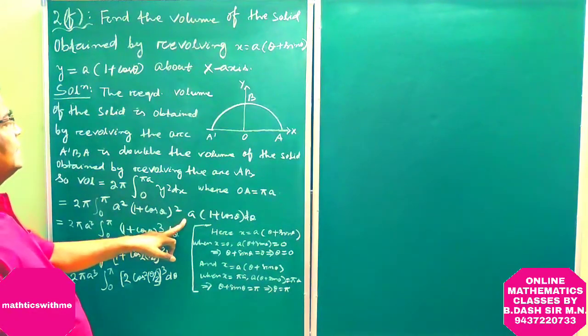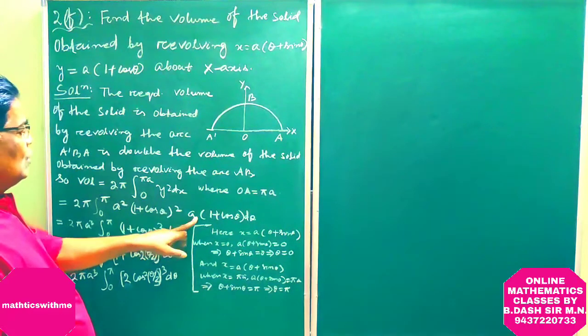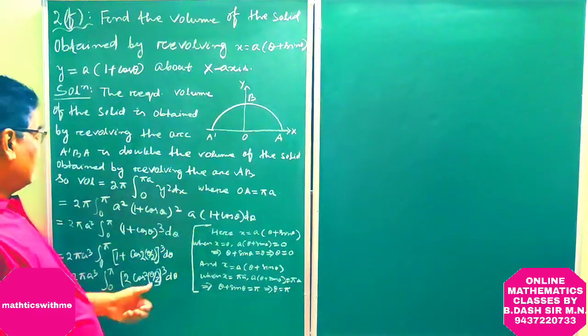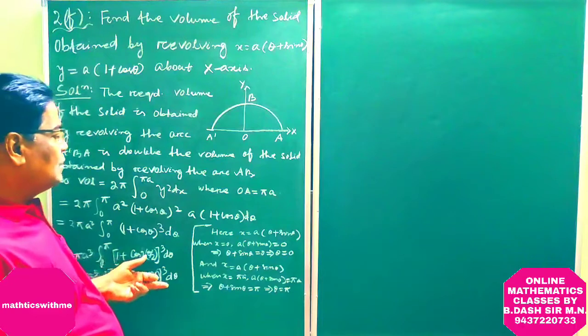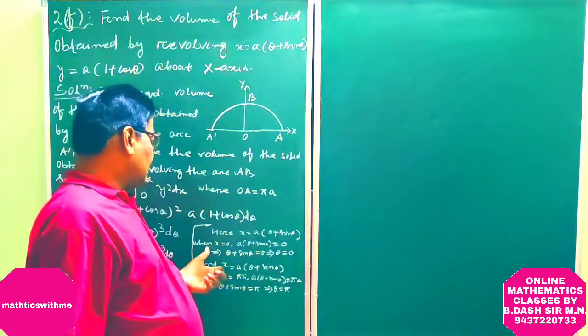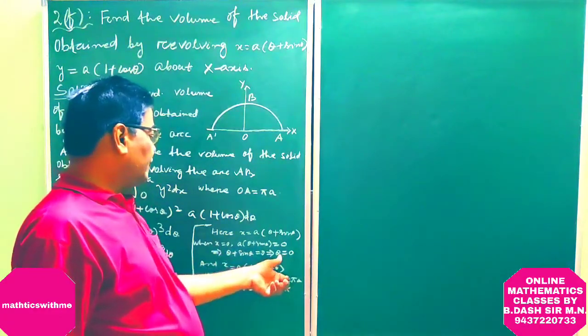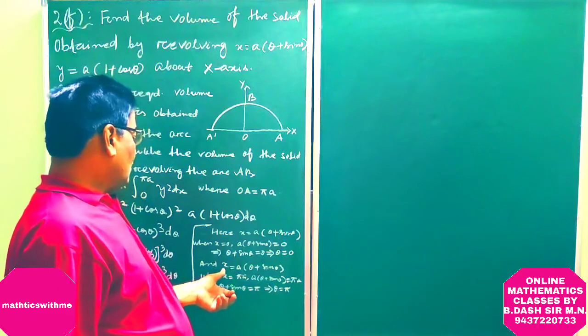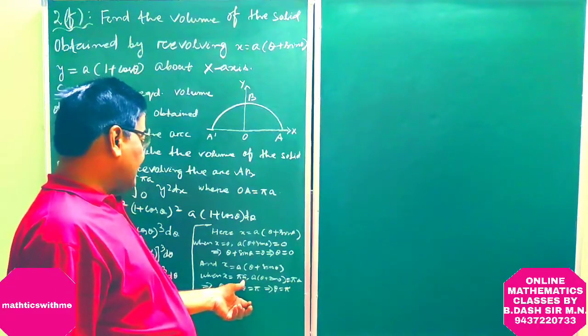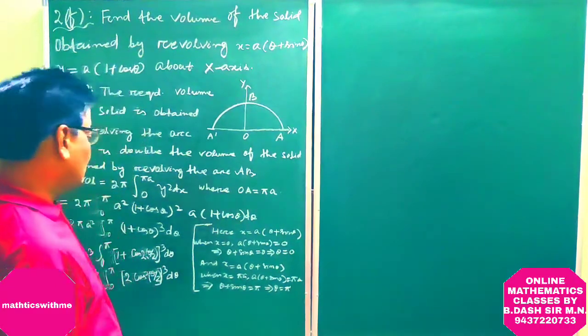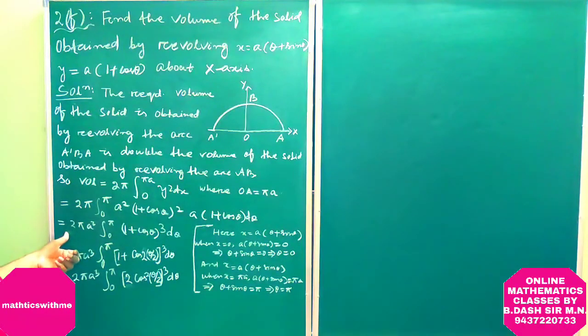Then dx is a(1 + cos θ) dθ. Here x is equal to a(θ + sin θ). When x is equal to 0, we get θ equal to 0. When x is equal to πa, we get θ equal to π. Which equals 2πa³ ∫ from 0 to π of (1 + cos θ)³ dθ.